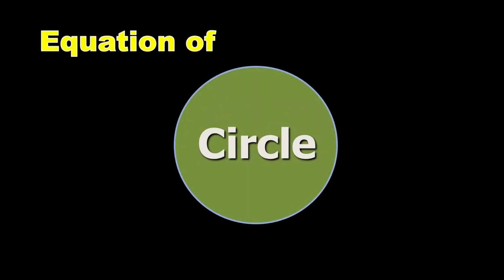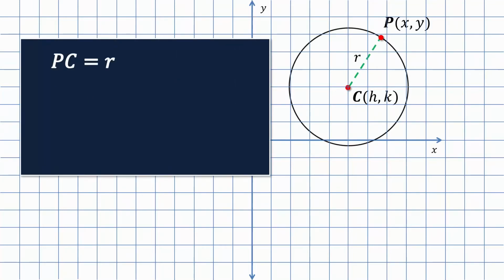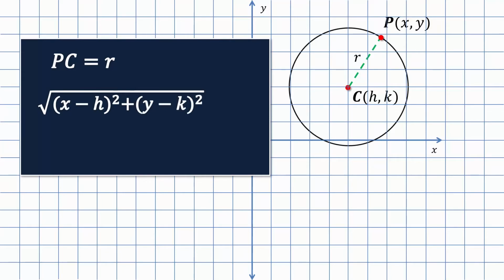Now let's derive the equation of a circle from its definition. Consider a circle with center C whose coordinates are (h, k). Using point P on the circle with coordinates (x, y), we know that PC is equal to r, the radius. To get the distance of point P from C, we have the square root of the quantity (x minus h) squared plus the quantity (y minus k) squared is equal to r, which is the radius. Squaring both sides of the equation leads to the quantity (x minus h) squared plus the quantity (y minus k) squared is equal to r squared.